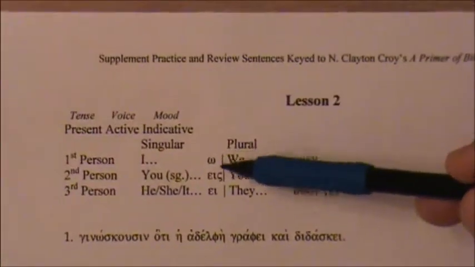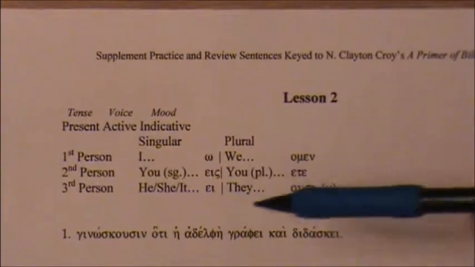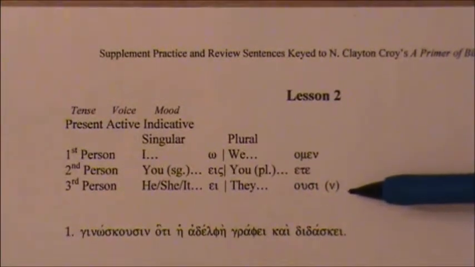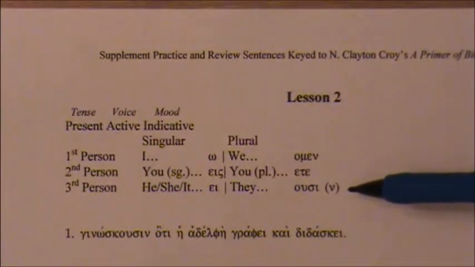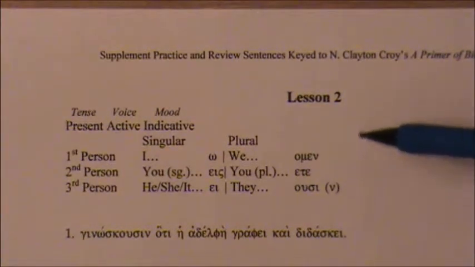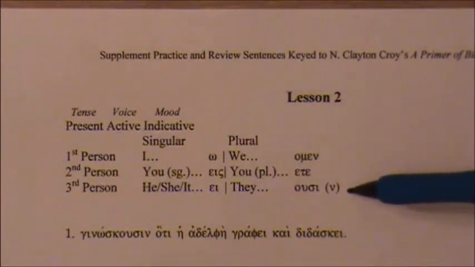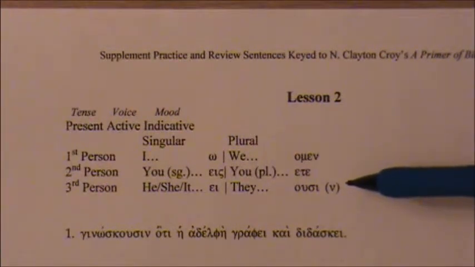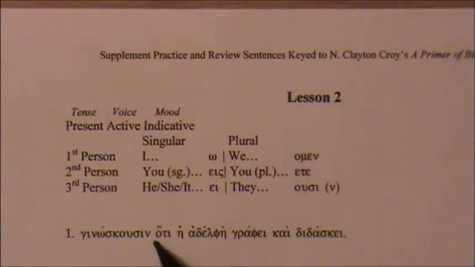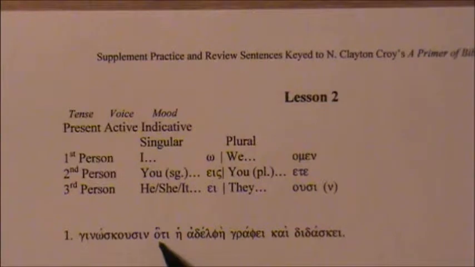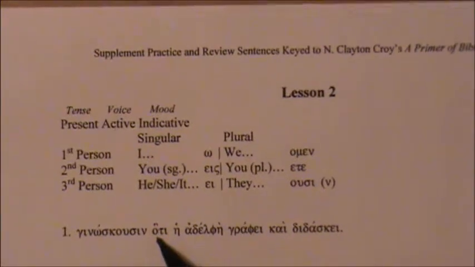So we have o, eis, ei, omen, ete, ousi. And right here you see the nu there. It's called a movable nu. Sometimes this will be on the end of your verb and sometimes it won't. For instance, right here, it's there because there is a vowel in the next word.